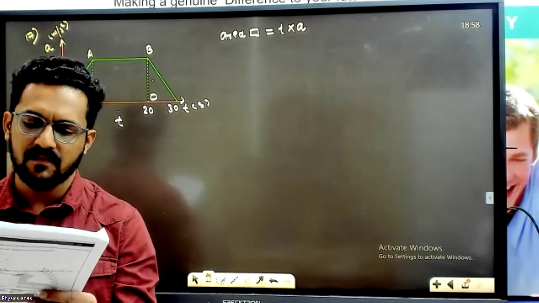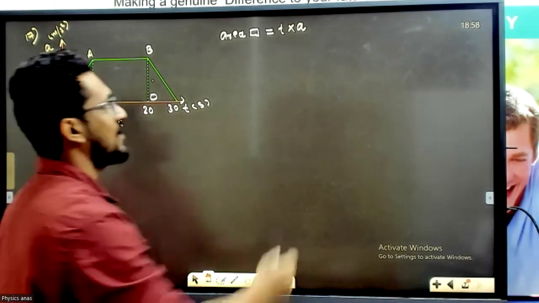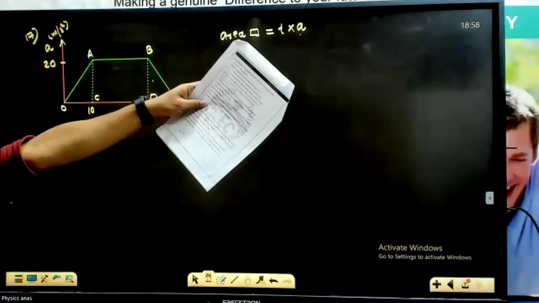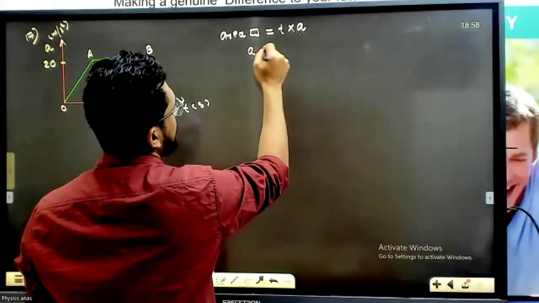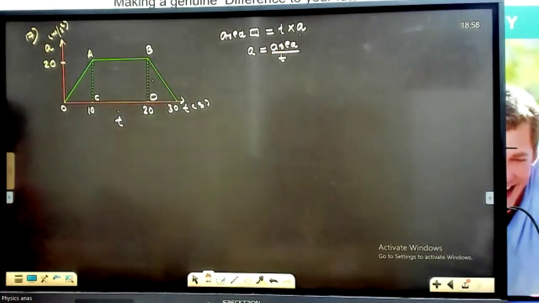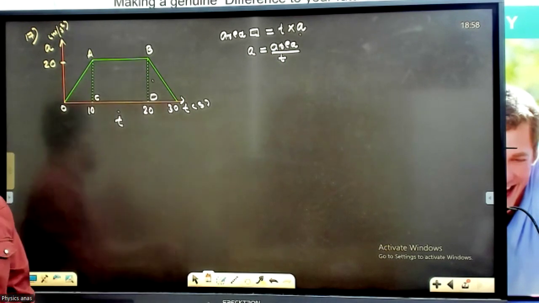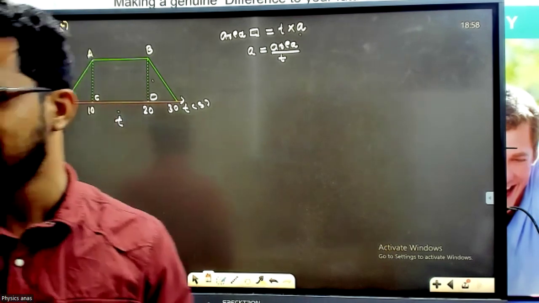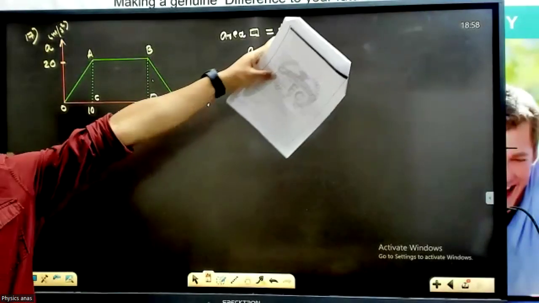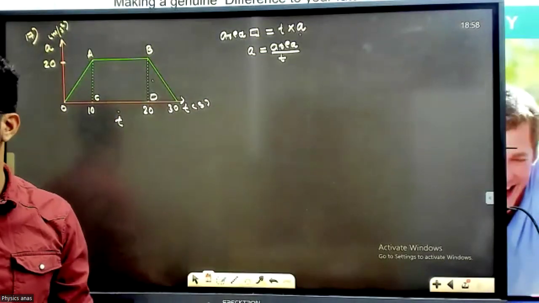And what are they asking us to do? Find the average acceleration. How can you find acceleration from this idea? Area is time into A. So what will be A? Yes, A will be area divided by time. That is the idea. So if you find the area corresponding to 30 seconds, you will get the area in 30 seconds. Time is 30 seconds. If you divide that, you will get acceleration.